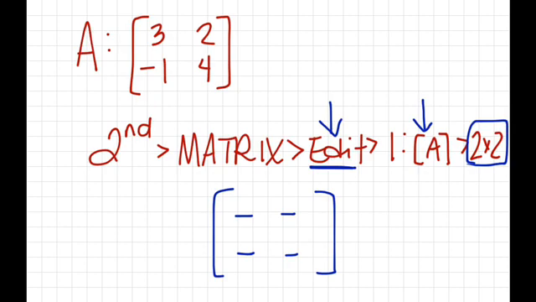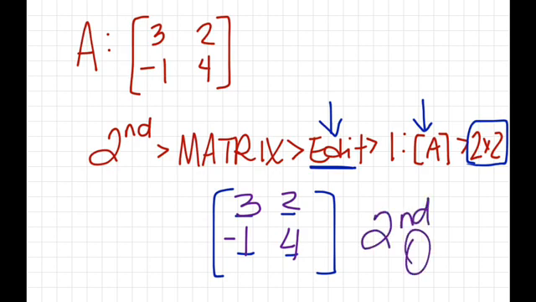So you should be able to see that it's making spaces for your 2 by 2 matrix. Then you'll go ahead and enter the numbers in your calculator: 3, enter, 2, enter, negative 1, enter, 4, enter. Once you've got that in there, the calculator sees that as matrix A, and then you'll do second and then quit, and that will take you back to your home screen.